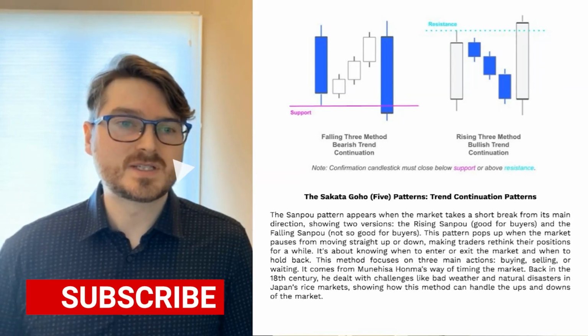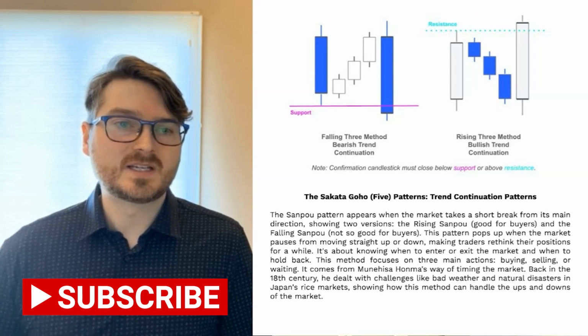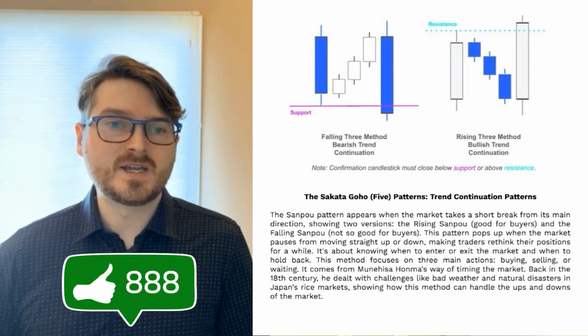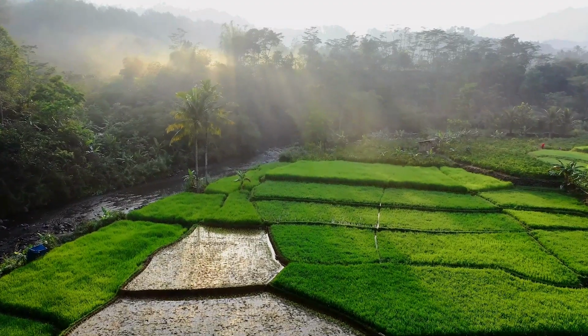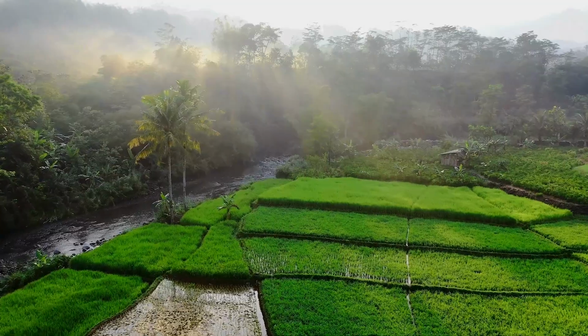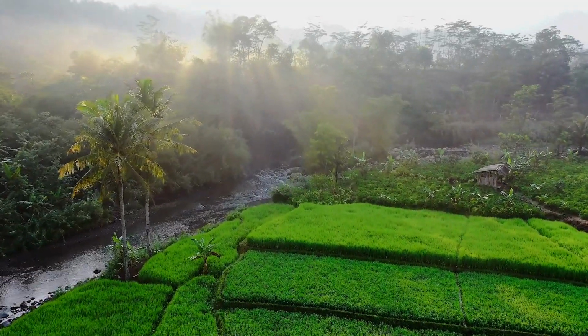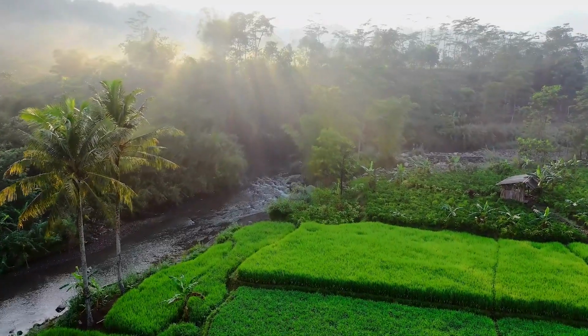This method focuses on 3 main actions: buying, selling, or waiting. It comes from Munehisa Honma's way of timing the market. Back in the 18th century, he dealt with challenges like bad weather and natural disasters in Japan's rice markets, showing how this method can handle the ups and downs of the market.